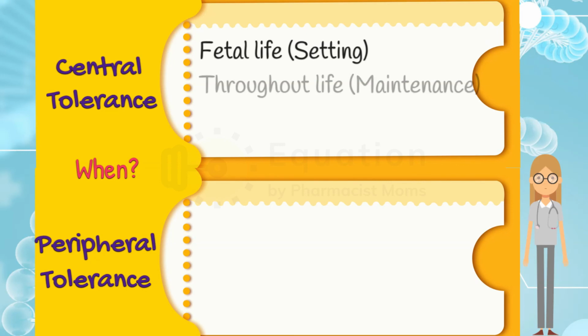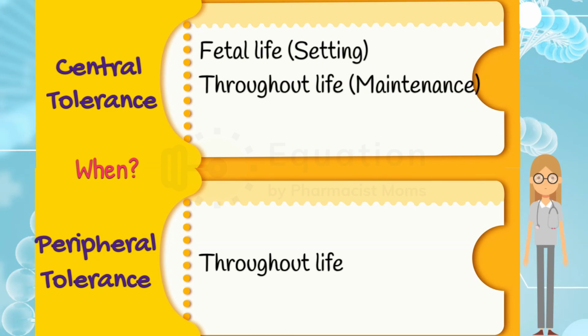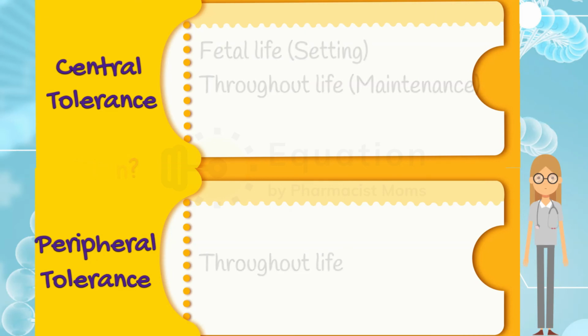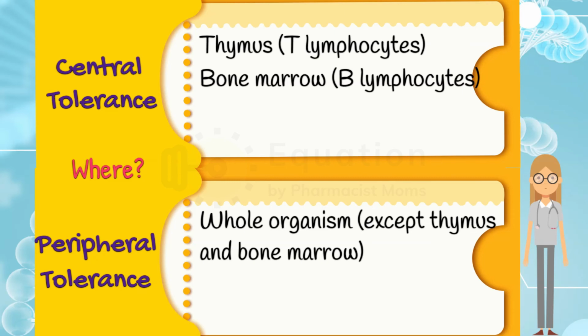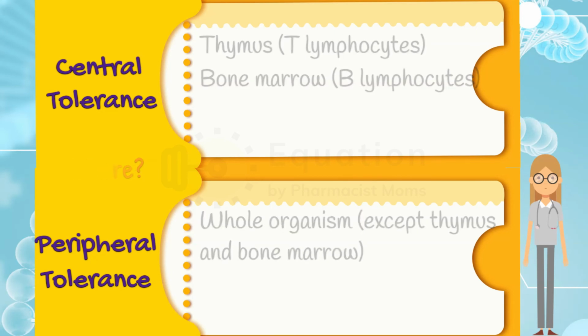Lymphocyte development and education is most active in fetal development, but continues throughout life, as immature lymphocytes are generated, slowing as the thymus degenerates and the bone marrow shrinks in adult life. Peripheral tolerance continues throughout life. Central tolerance occurs during lymphocyte development, in the thymus and bone marrow for T and B lymphocytes, respectively, while peripheral tolerance occurs in the whole organism, except the thymus and bone marrow.